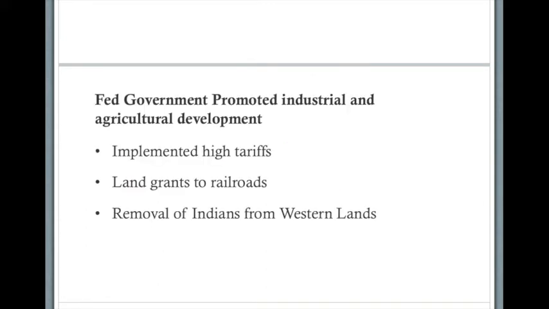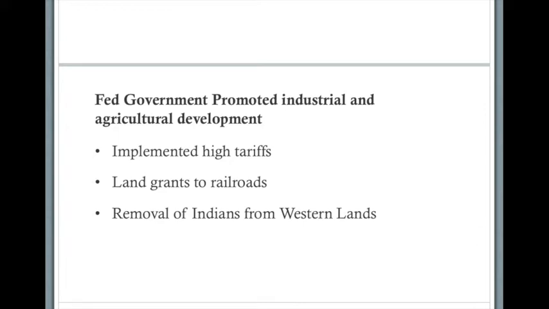All right, so another reason for industrial growth was that the federal government promoted industrial and agricultural development. First, they implemented high tariffs. Tariffs are simply taxes on imported goods. The intent of tariffs is to promote domestic growth, in other words, to encourage consumers to buy goods locally. Because when you have a tariff on an import, that makes the cost of that import very high. So the intention is to promote domestic growth.